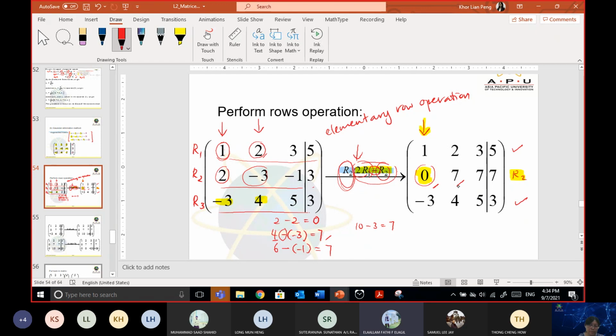Yeah, miss, it's clear now. Okay, so you proceed. 2 times 3 is 6, minus negative 1, which is 7. Then 5 times 2 is 10, minus 3. So you get a 7 as well. Now, let's proceed.